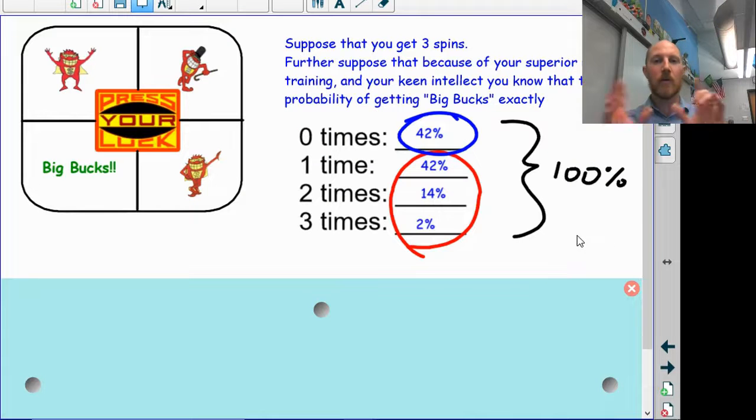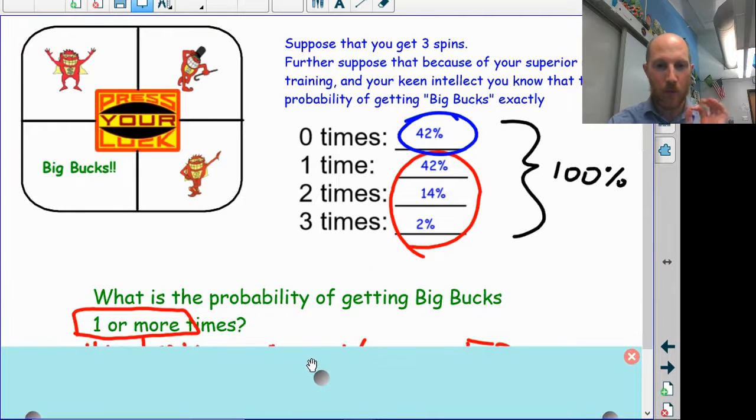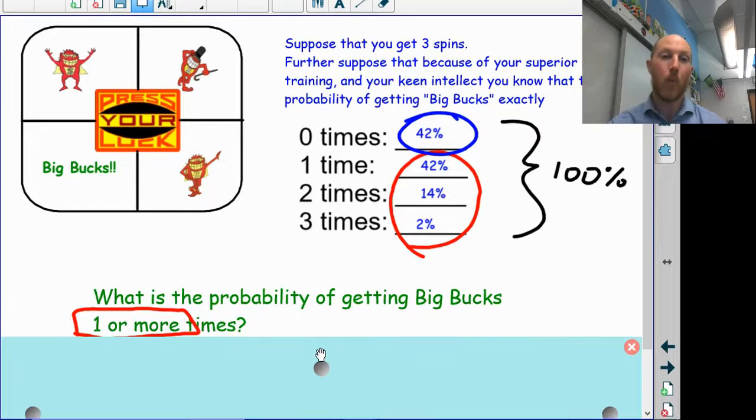So suppose we have all of the answers that we previously calculated for the number of successes from 0 successes all the way up to 3. If we were asked the following, what is the probability of getting big bucks 1 or more times? Okay, well, a couple of things could show up. First of all, what does 1 or more times mean? Right, 1 or more refers to a variety of different outcomes. It could be exactly 1 success, it could be 2 successes or 3 successes, right? So anything larger than 1.